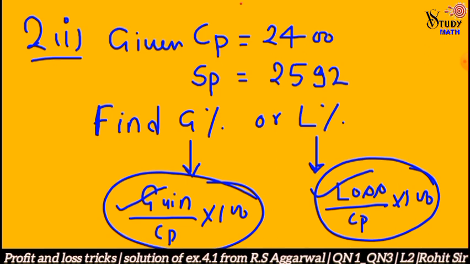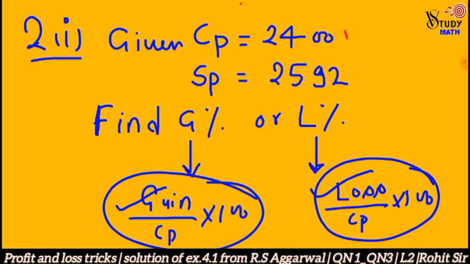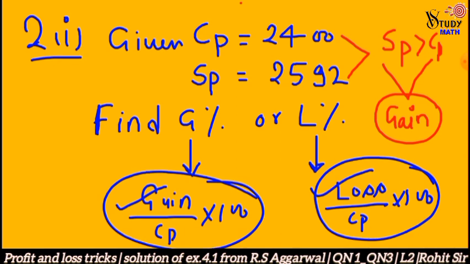The CP is given here, 2400, and SP is given here, 2592. So from here we can say that SP is greater than CP. In the introduction class, I told you that when SP is greater than CP, we have gain. I hope you understand. In this question, we have to find gain first, and then gain percent. So this is the strategy to solve this question.